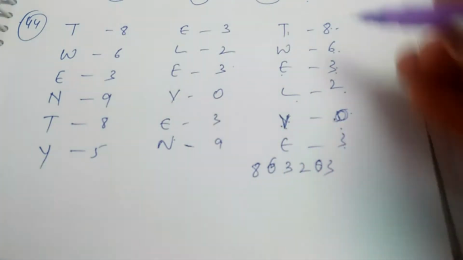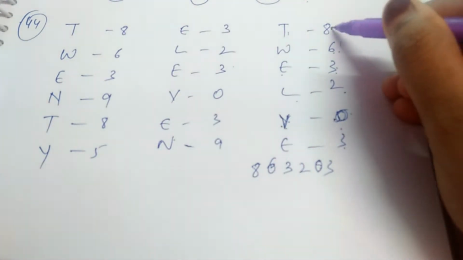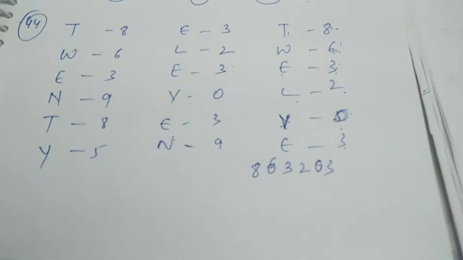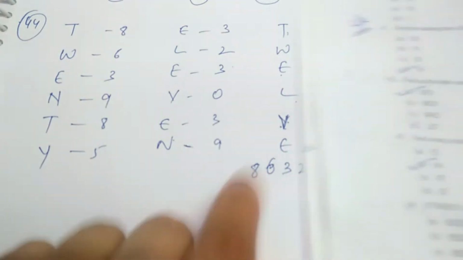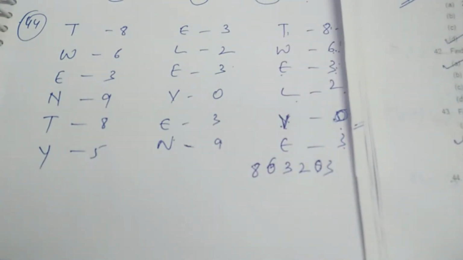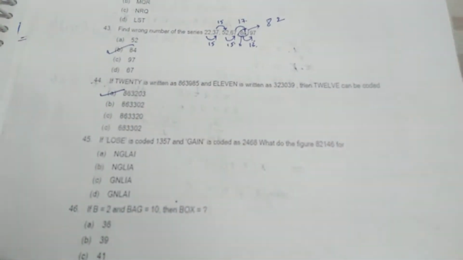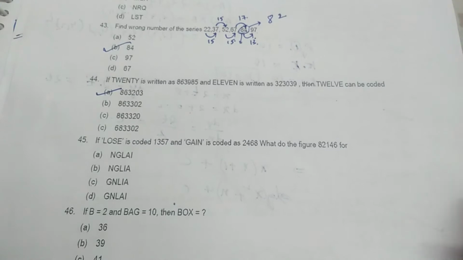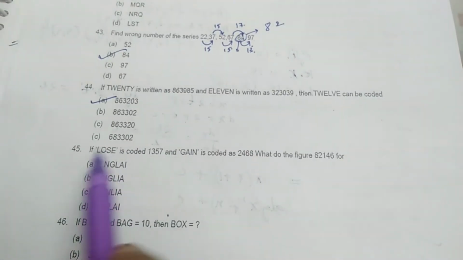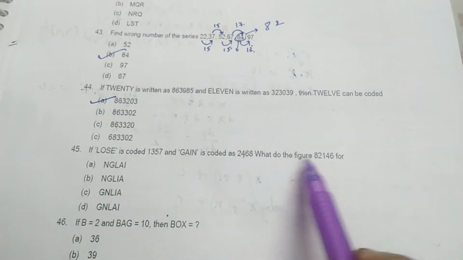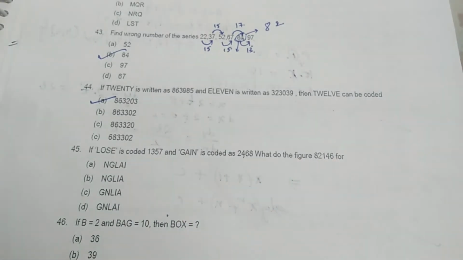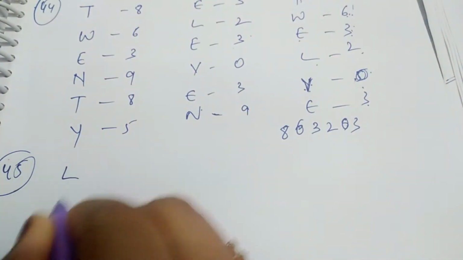Now you see what is the code that we are getting? 863203. So is it there in our option? Yes, 863203, the first one, A, is an option. It was very easy. The same thing goes with the 45th problem. Let's check. If LOSE is coded as 1357, GAIN as this thing, what is the figure so and so coded for?